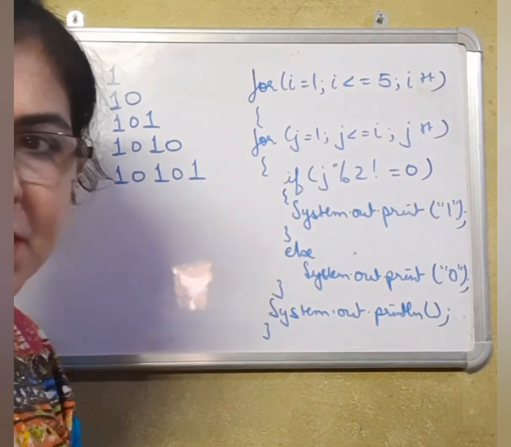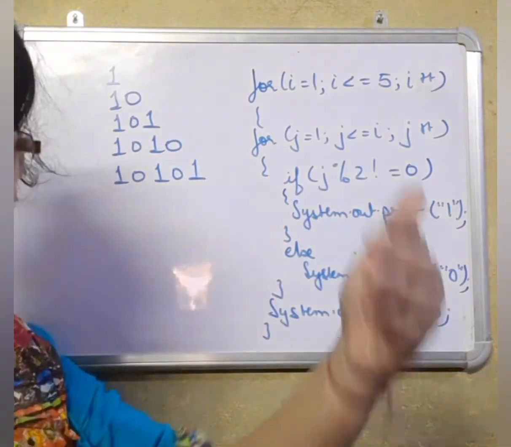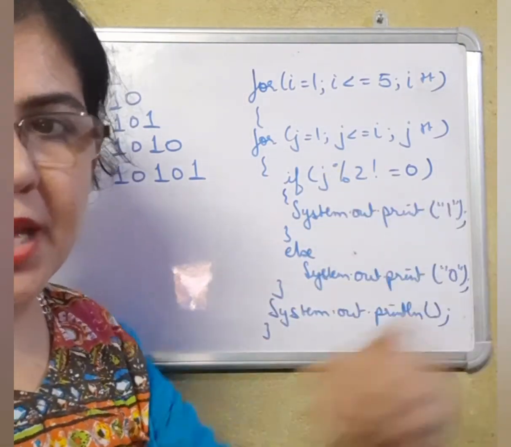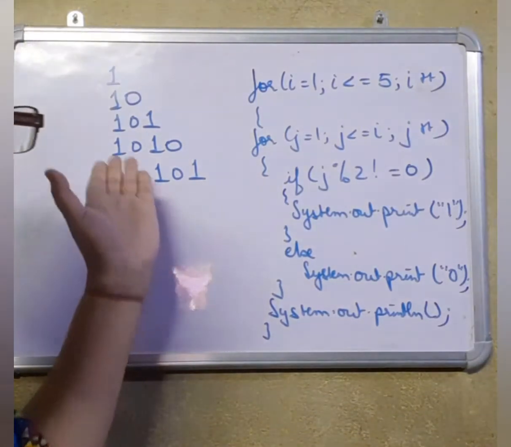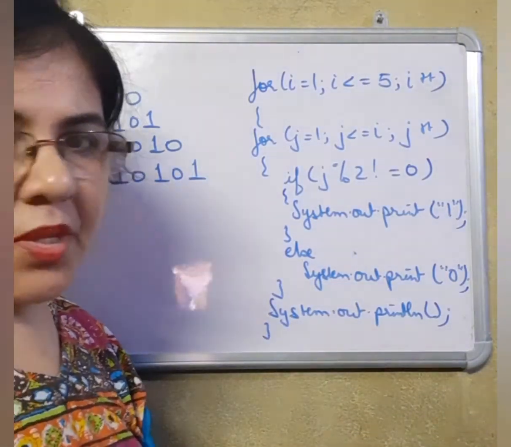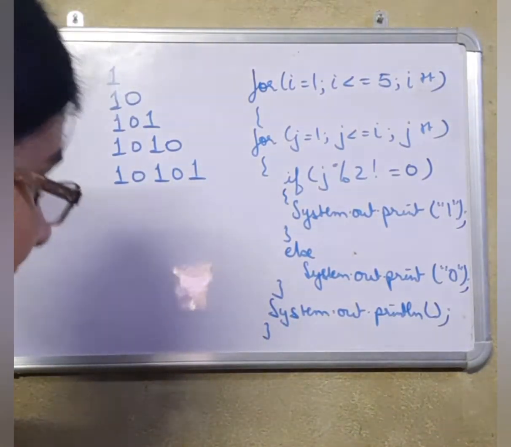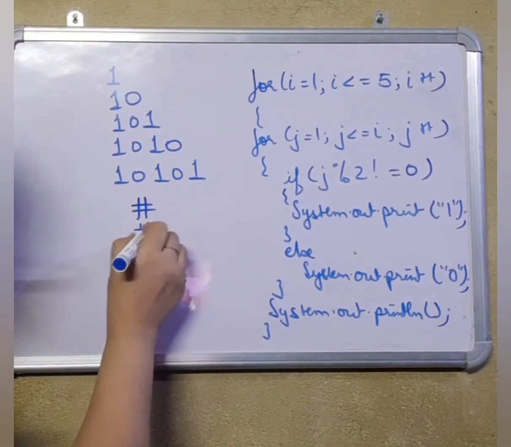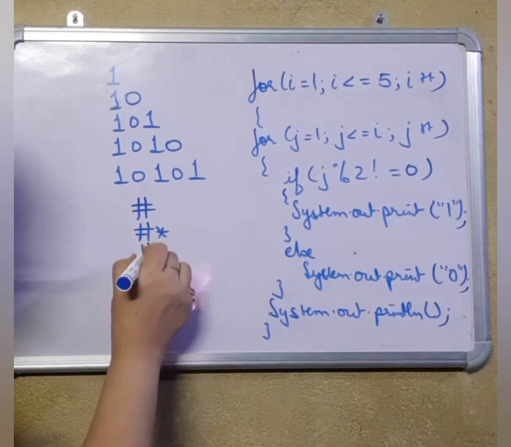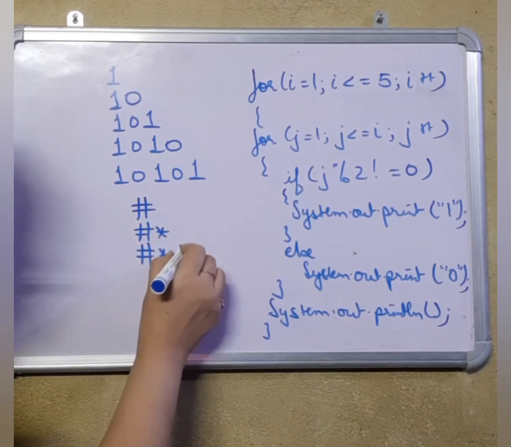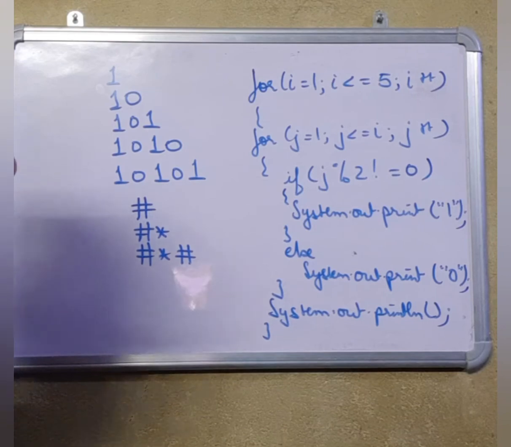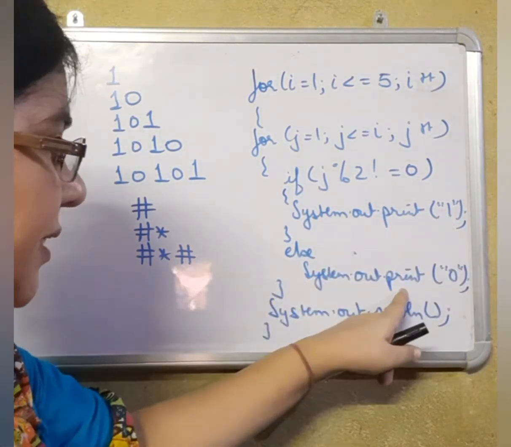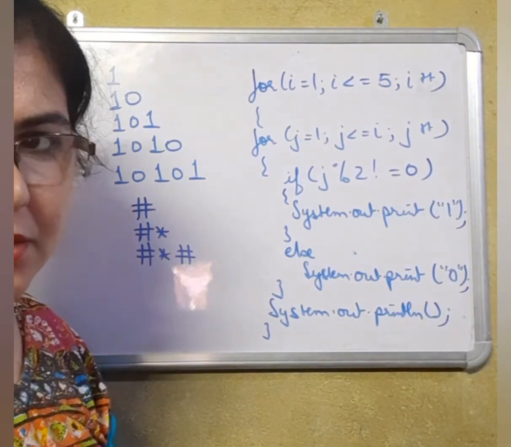So this way it works. Whenever J becomes 1 or 3 or 5, it will print 1. Whenever it becomes 2, 4, 6 at even positions, it will keep on printing 0. Similarly, the question had come in one of the board exams, this pattern, hash, hash star. Here also at odd positions, we are getting hash, and at even positions, star. Same condition will apply. Instead of 1, you will be printing hash. Instead of 0, you will be printing star.